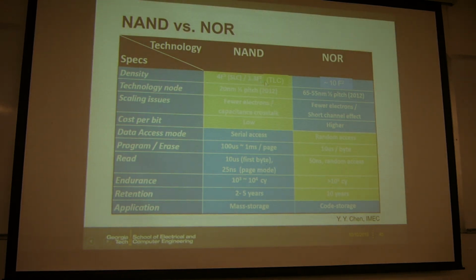And if you further compare those two, I will not read one by one. So the first density, of course, NAND is higher, and then the advantage for the NOR here is the direct random access, and the read is fast, like 50 nanoseconds, while the NAND, the initial read is like 10 microseconds. So this is a key difference. One is faster in read, the other one is denser in the cell area.